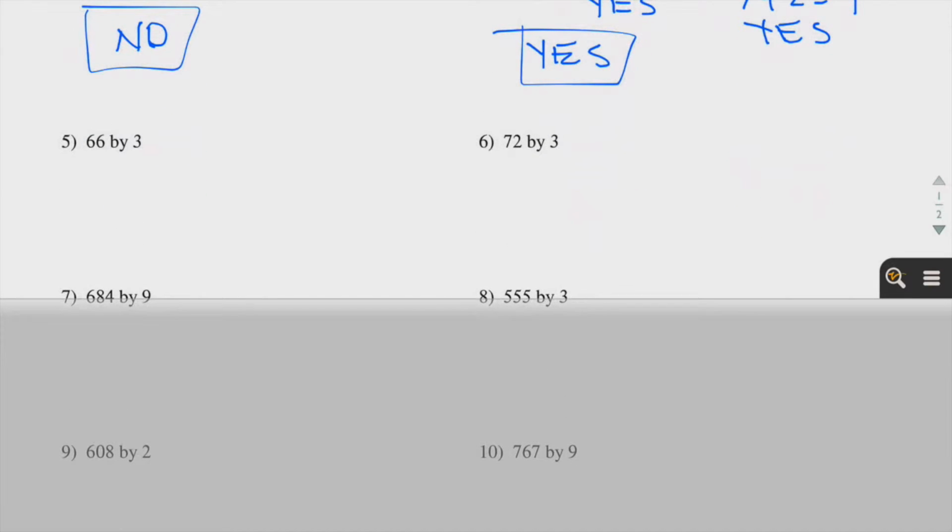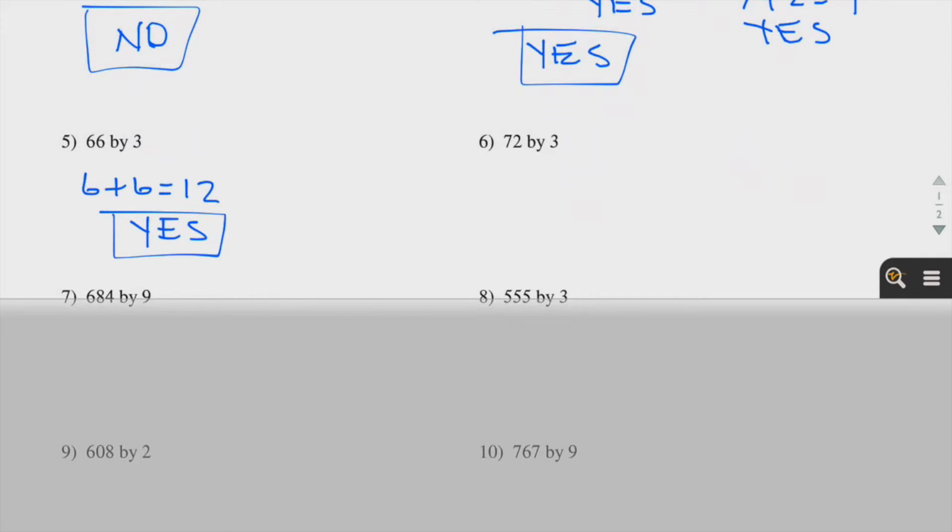Number 5. 66 by 3. Is 66 divisible by 3? So what we do is we add the 6's. 6 plus 6 gives us 12. Does 3 go into 12? Yes, so 66 is divisible by 3.